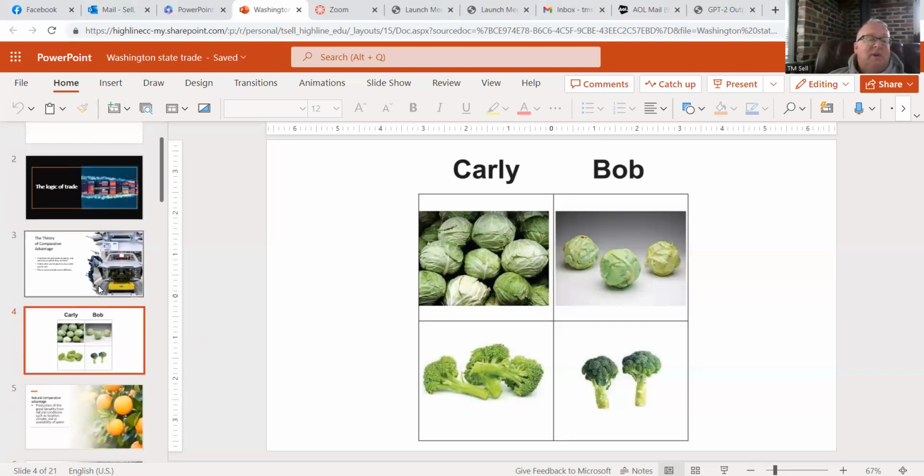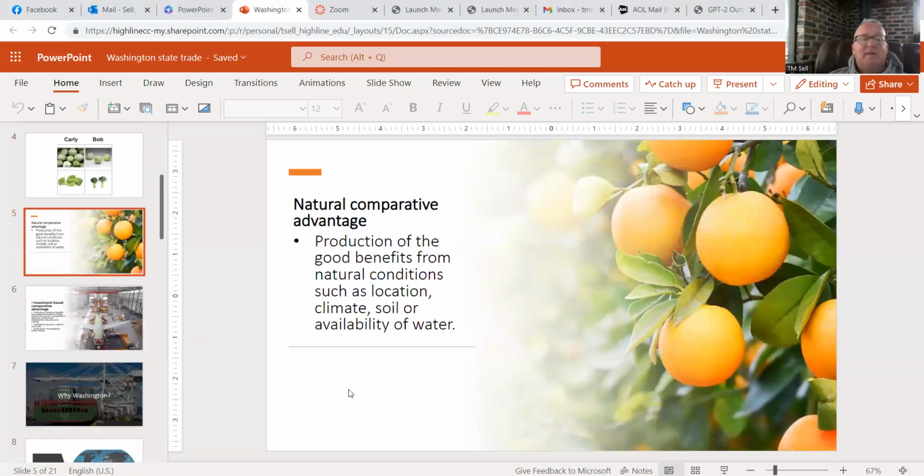But there are really two kinds of comparative advantage. Now, the one that most people are thinking of, I think, is what I call a natural comparative advantage. So, production of the good benefits from natural conditions such as location, climate, soil, or availability of water. So, things that are naturally occurring, right? Things we just couldn't go out and buy. We could not alter the climate in any kind of hurry. The dirt that's there is the dirt that's there. We can fertilize, but that's only going to make up so much of a difference. So, that's a natural comparative advantage.